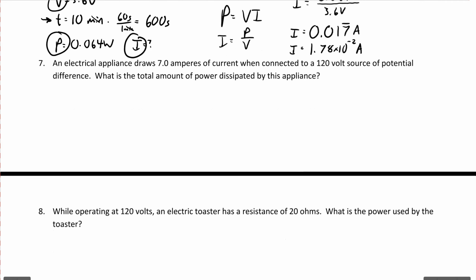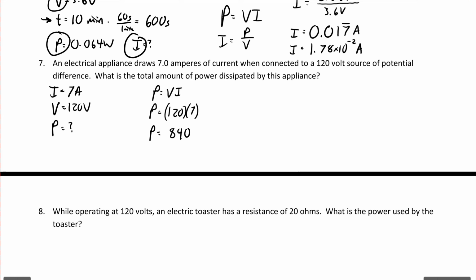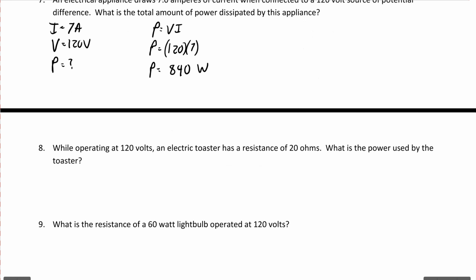Okay, let's see. This one says an electrical appliance draws 7 amps of current, so I is equal to 7 amps, when connected to a 120 volt source of potential difference. What is the total power dissipated by this appliance? Dissipated just means like used. What's the power being used by this appliance? So P, V, and I again, you substitute in, and you get a power of 840. Watt is the unit of power. That's right. It is. Okay.